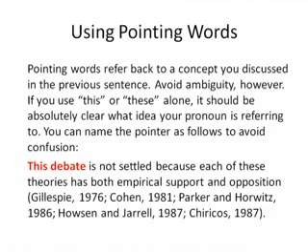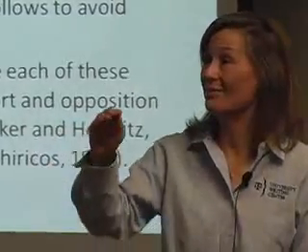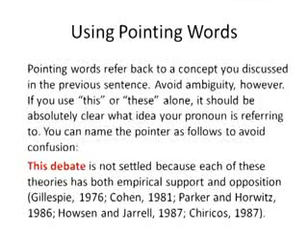Using pointing words. Pointing words refer back to a concept you discussed in the previous sentence. You want your reader to know that you're really still talking about the same idea. But you want to avoid ambiguity. Sometimes if you use the word this, these, your reader doesn't know what this is referring to. If you use it alone, it should be absolutely clear what idea your pronoun is referring to. You can name the pointer as follows to avoid confusion.